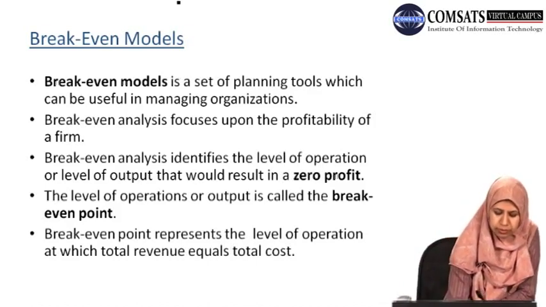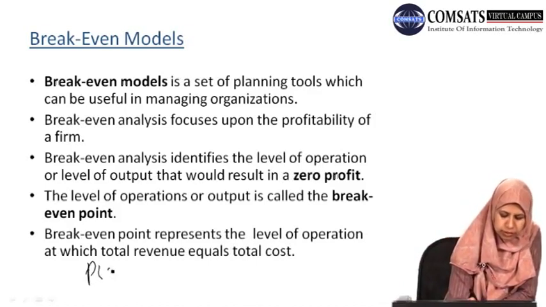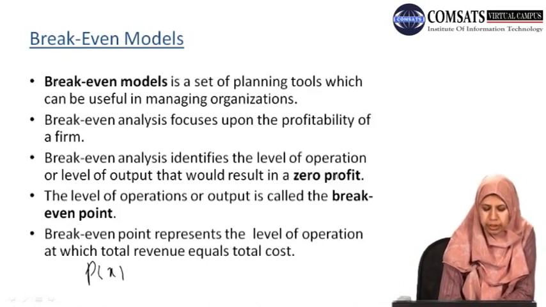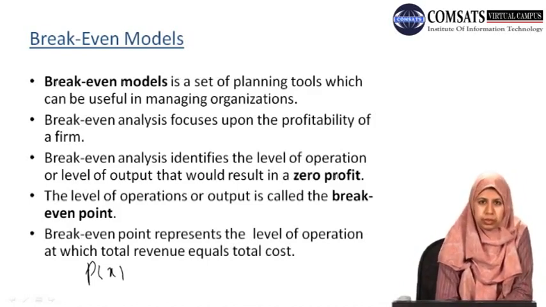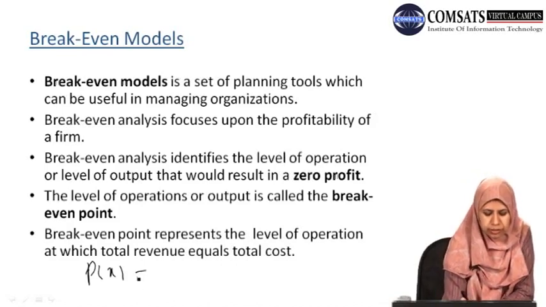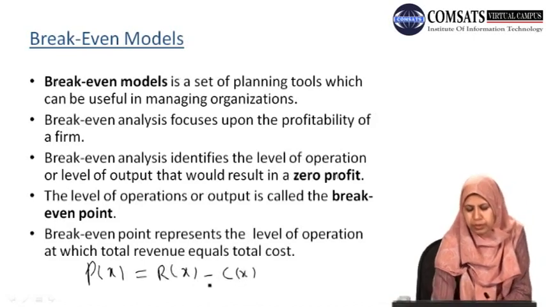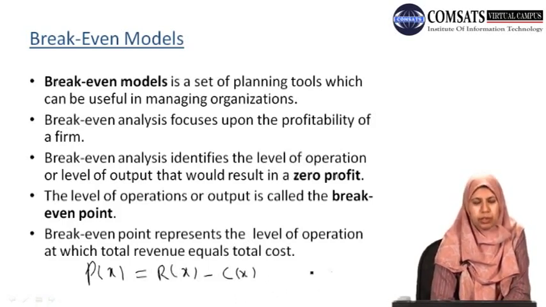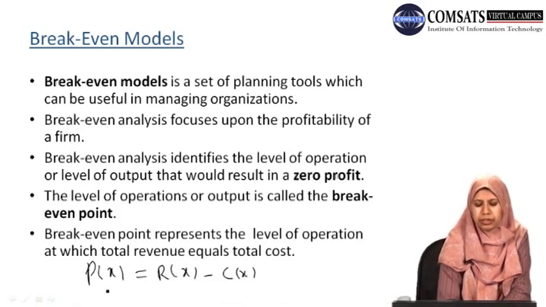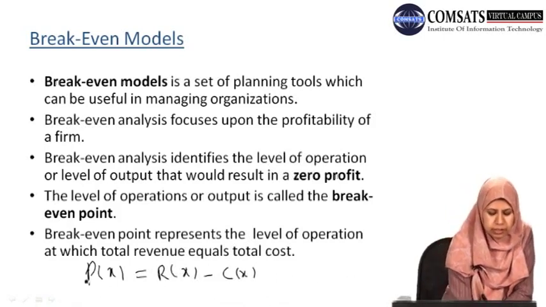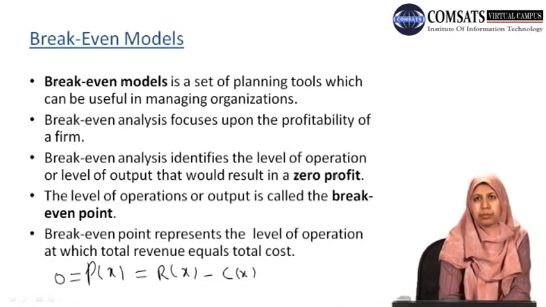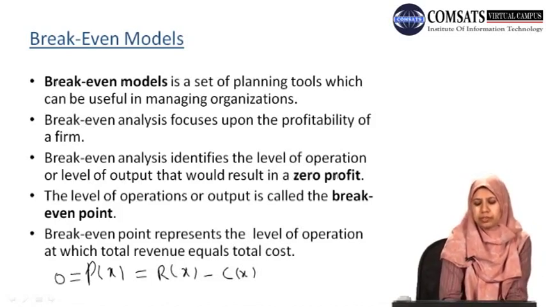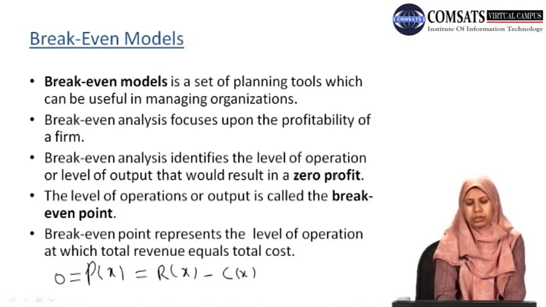That is, our P of X is our profit function in terms of X, which is the number of units sold and produced. This is only the difference of the revenue function and the cost function. And break-even point represents the level of operation at which the total revenue equals total cost. That is our 0 point, when our profit is 0, that is when revenue is equal to the total cost.